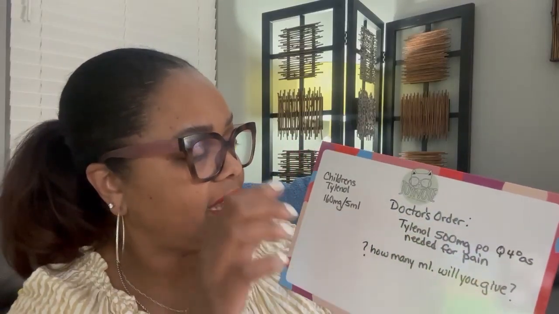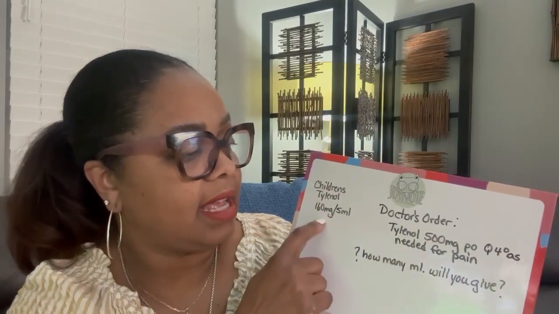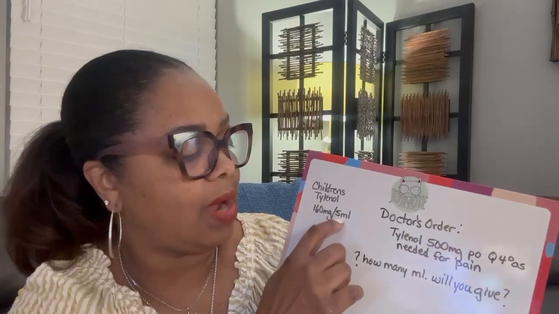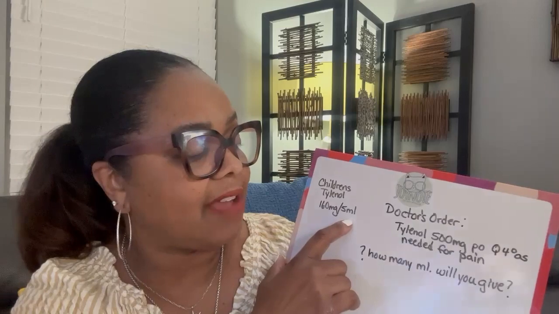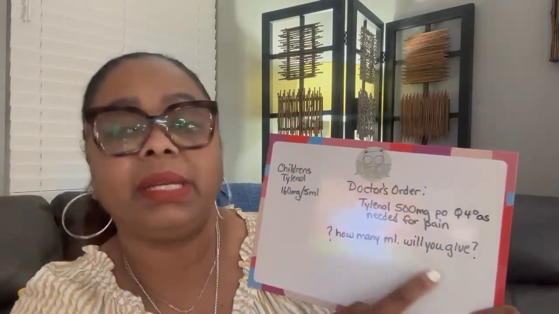So this is the drug, and this is what you have on hand. And this is the quantity. So you have 160 milligrams in 5 milliliters. Set this up and let me know how many milliliters will you give.